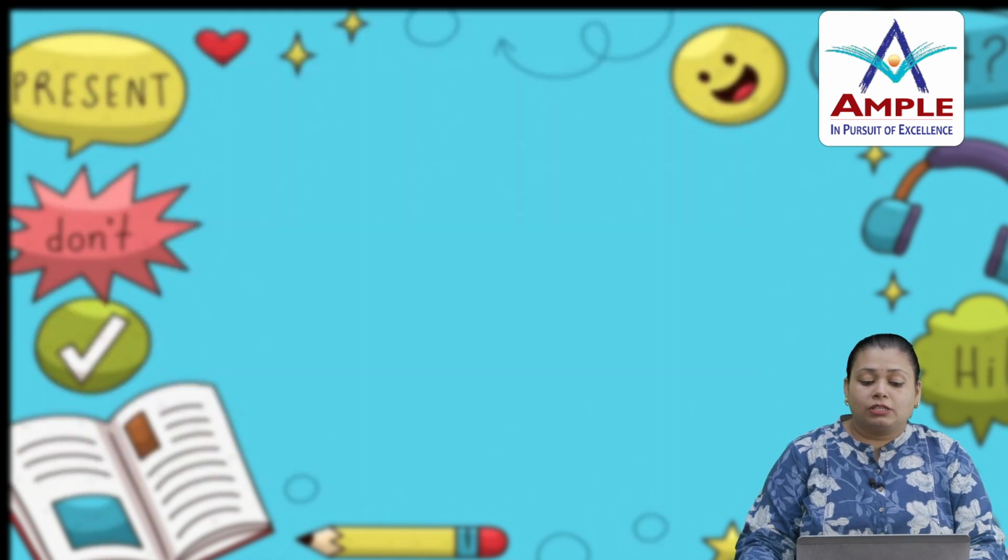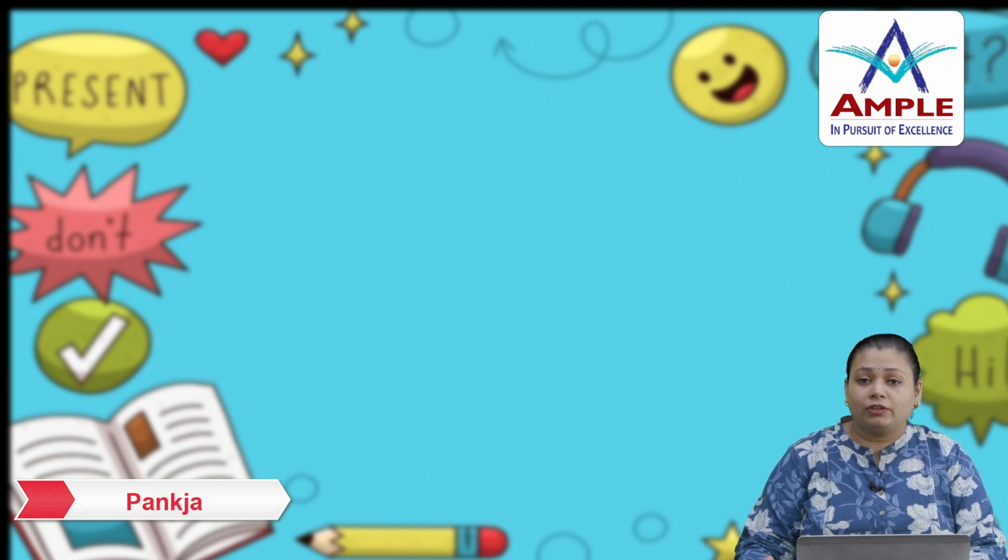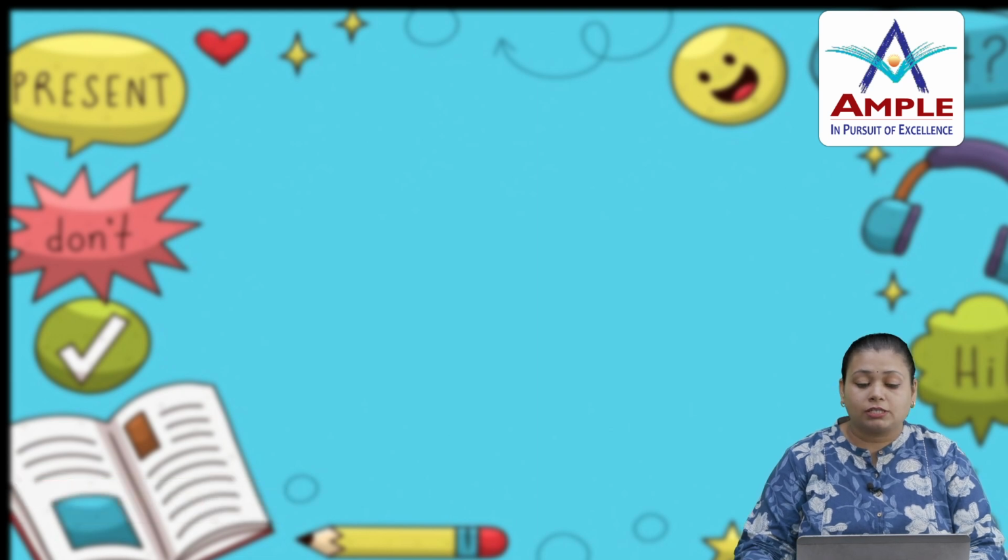Okay, so this is the chapter in which you have learned about vowels and consonants. You learned when you have to write a capital letter and when you have to write small letters. Okay, and hopefully you enjoyed the chapter.